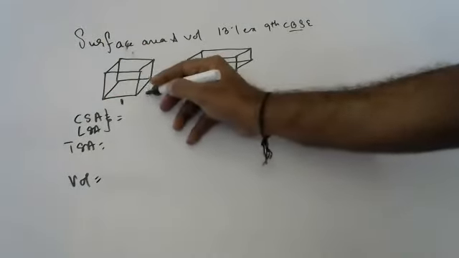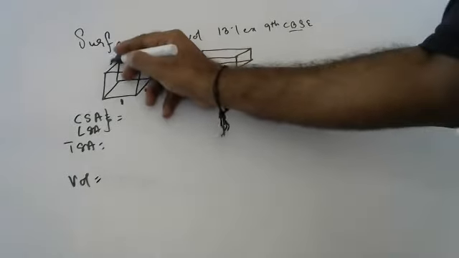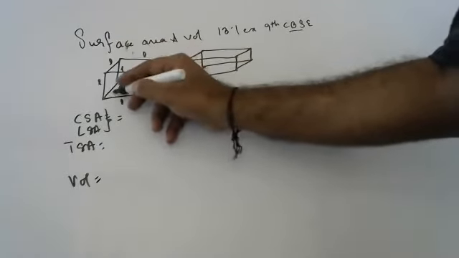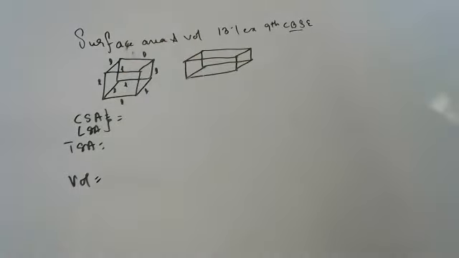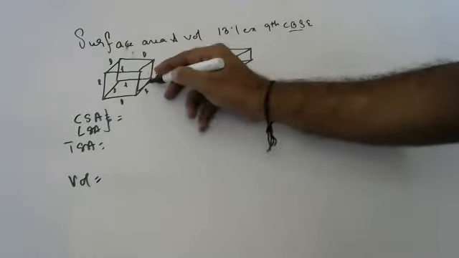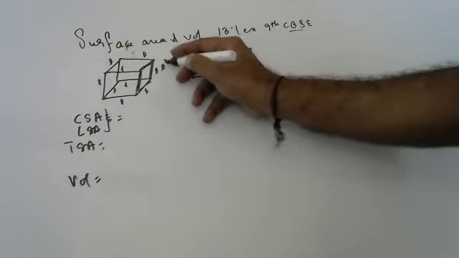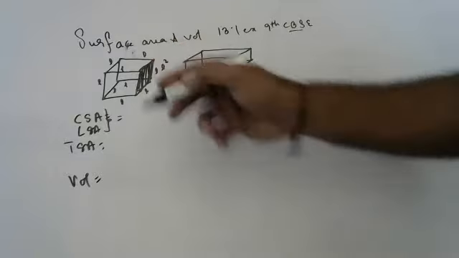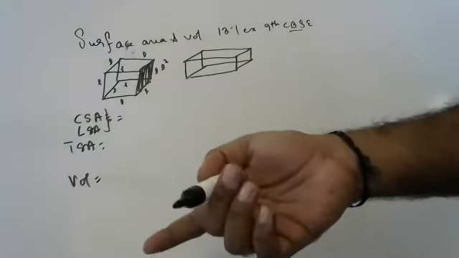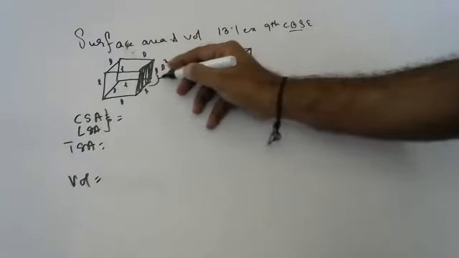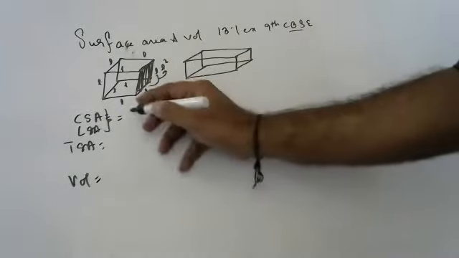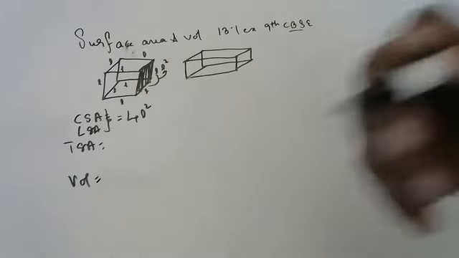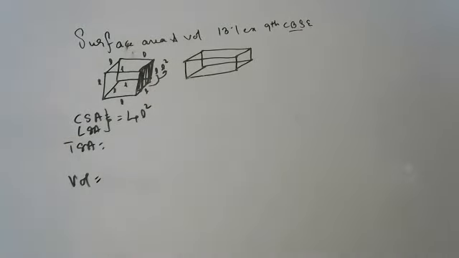Since all sides are equal, please try to understand, children. Each side is a square, so each side area is L square, L into L. Four walls will be there. So 4L square is the CSA of a cube.